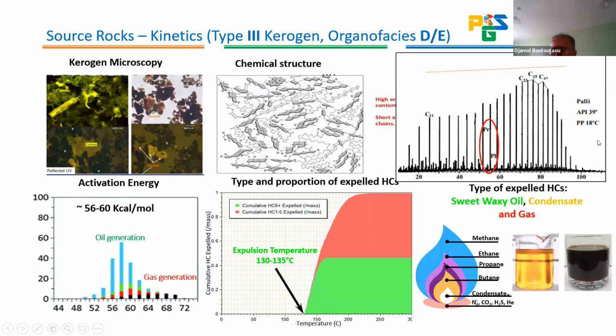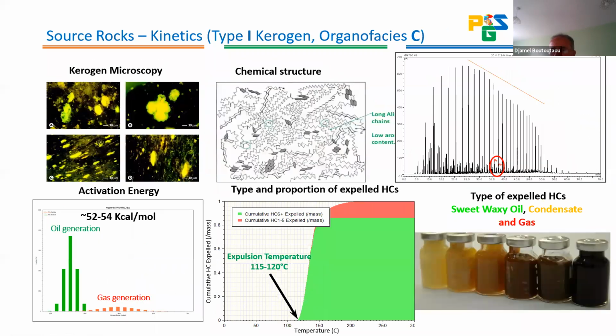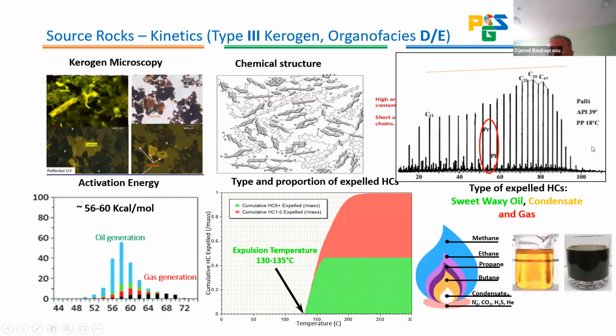So to differentiate between type 3 and type 1, pristane/phytane in type 1 is just above 1, less than 2 or less than 3. But when you see a chromatogram like that and pristane/phytane more than 3, that's definitely dominated by terrestrial organic matter. And then, as I said, you generate sweet but waxy oil, and you generate condensate, as you can see here, and you also generate gas from this type of source rock.